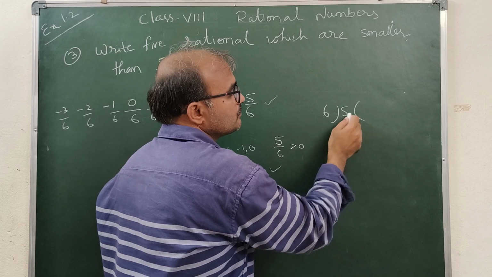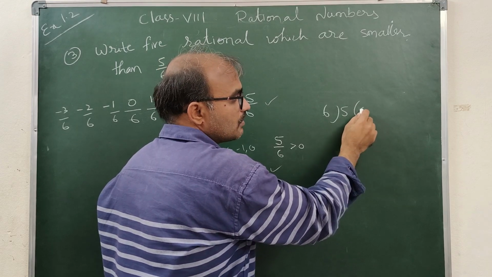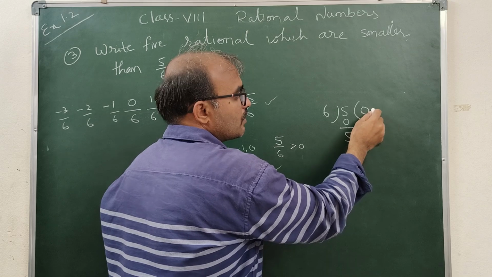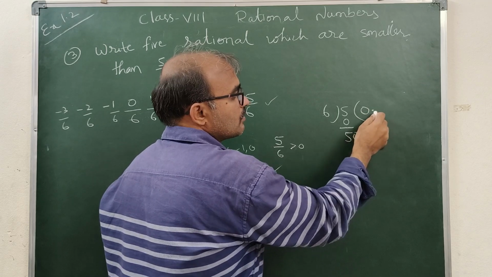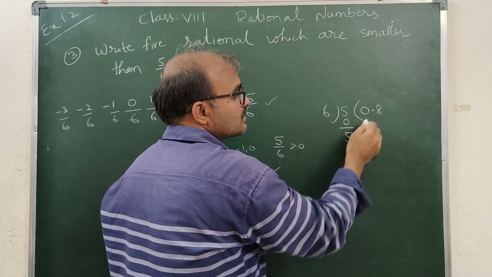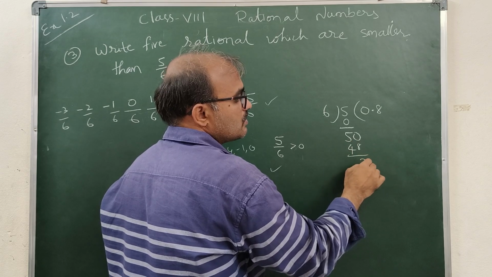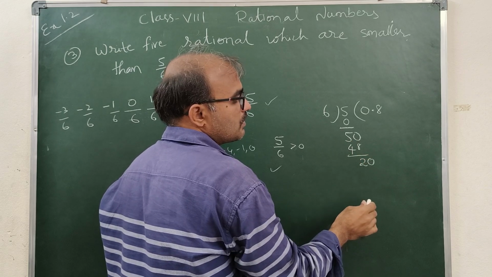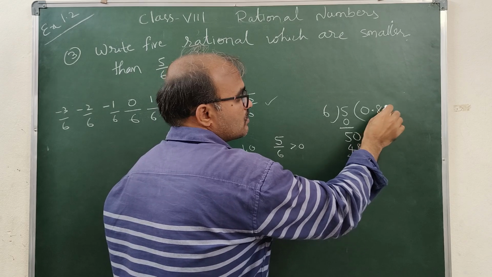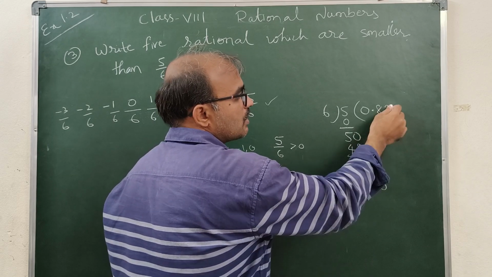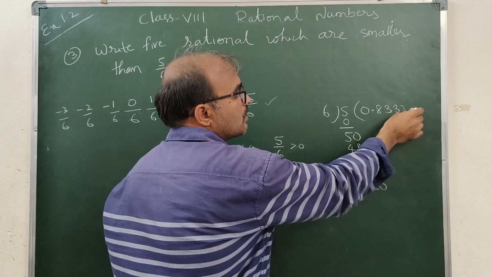So first of all, what to do? One digit is there, no? 6 zeros 0. You subtract, you get 5. You keep a point here, you keep a 0 here. 6 8s 48. 2 is remaining. Keep 0. 6 3s 18. 2 is remaining. So this will continue. 0.8333, it will continue.